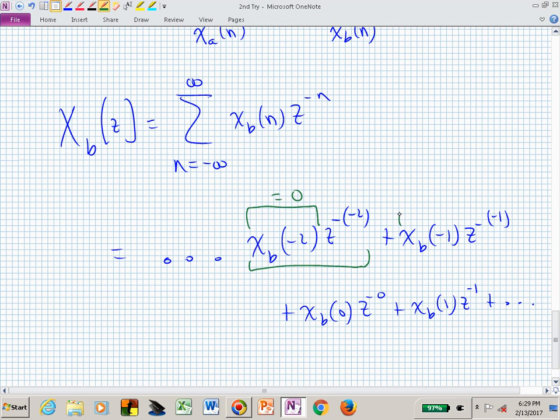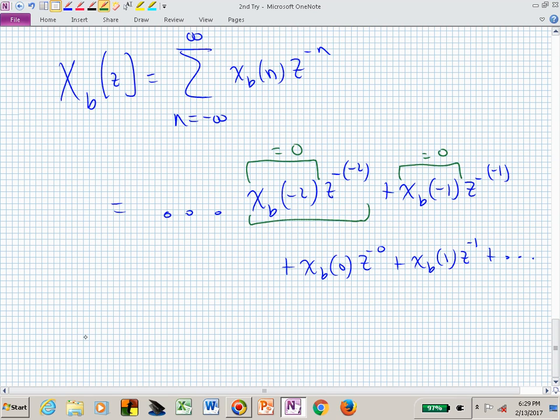What about this term? That also has to equal 0. What about every other negative indexed term in that expression? The negative tail. They're a big z cubed, to the 4th, etc. They all have to be 0. So our sequence is right-sided. The only values where little x of n can be non-zero are for non-negative values of the argument.